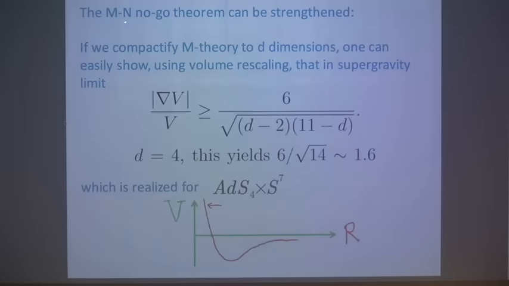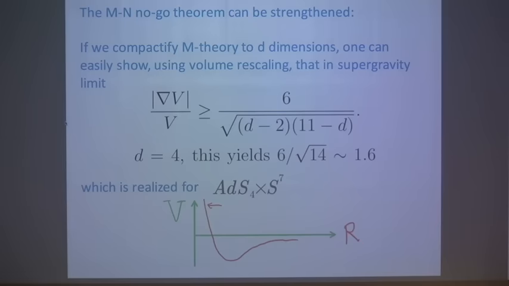In fact, the Maldacena-Nunes no-go theorem can be strengthened. Suppose you compactify M theory to d dimensions. One can easily show, using just the very boring volume rescaling, that gradient of V over V is indeed bounded by a constant of order 1. No matter what manifold you choose, no matter what metric you have, etc. So for any 7 manifold, any metric, any flux, you have a bound.